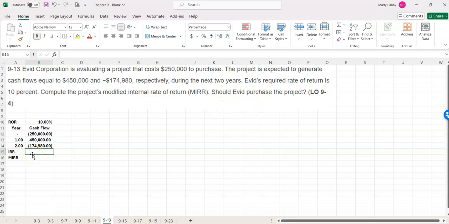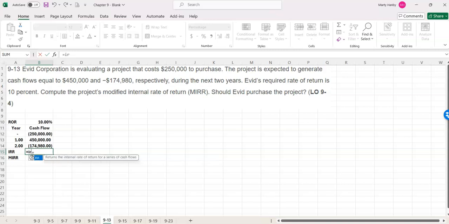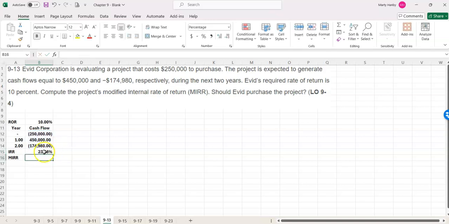So first we're going to calculate the IRR. Doesn't ask for it, but the IRR is 23.18%. So the IRR assumptions assume that we can reinvest those cash flows at 23.18%, which probably is unrealistic.